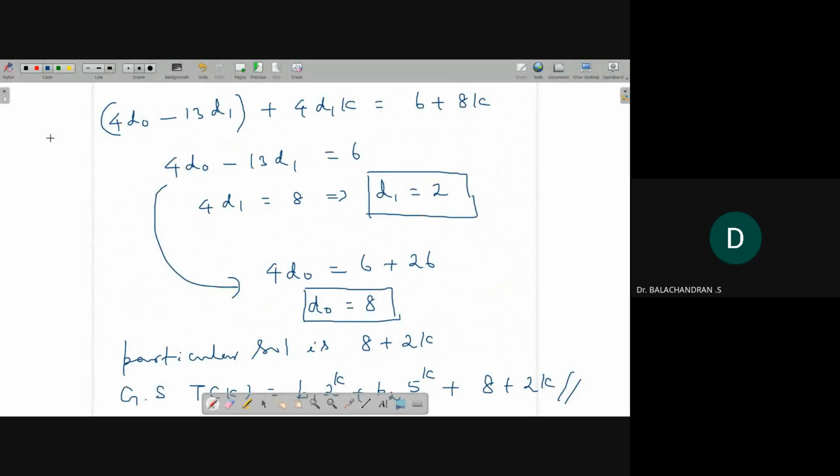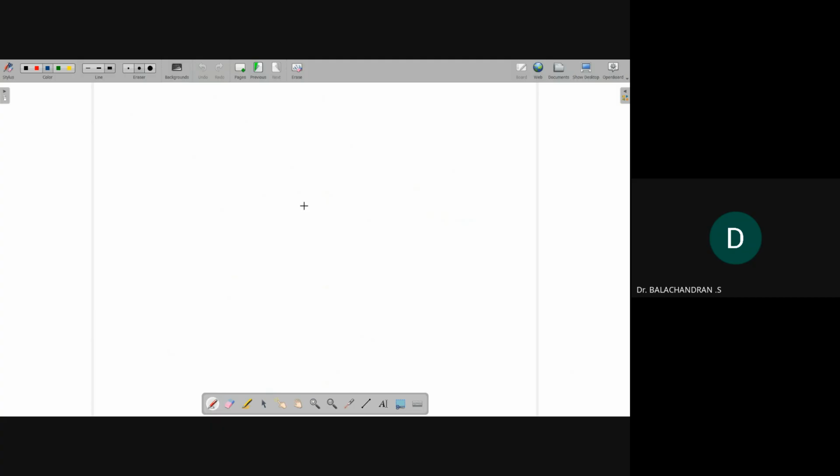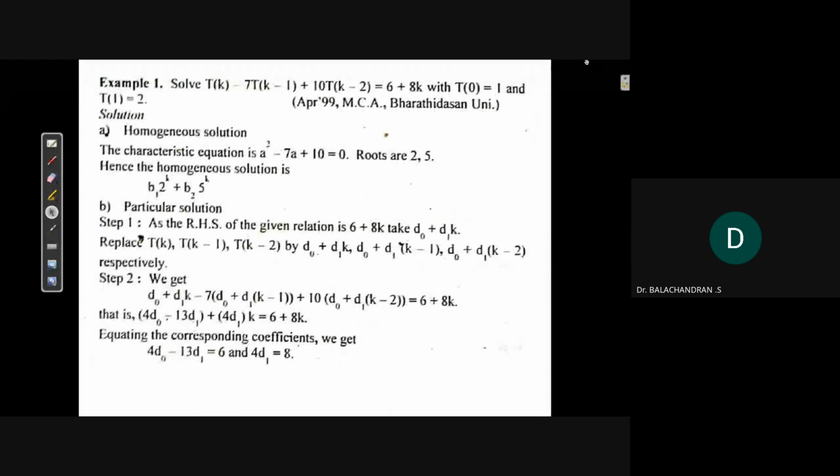Using t of 0 is equal to 1 and t of 1 equal to 2. So t of 0 equal to 1. Okay? So I will just tell you how to do it. t of 0 equal to 1 and t of 1 equal to 2.